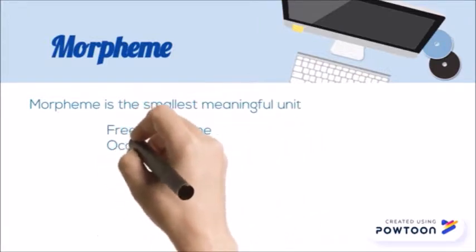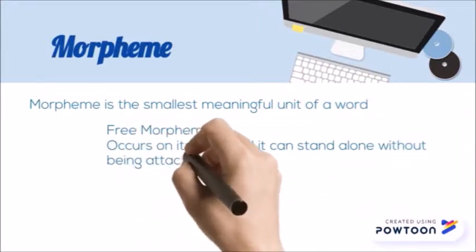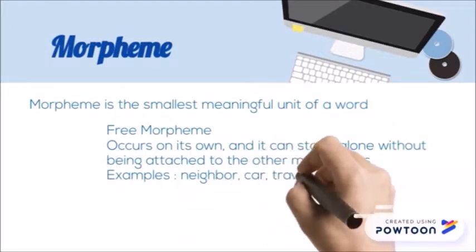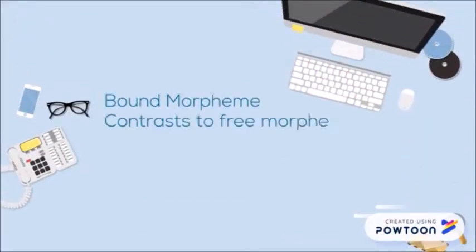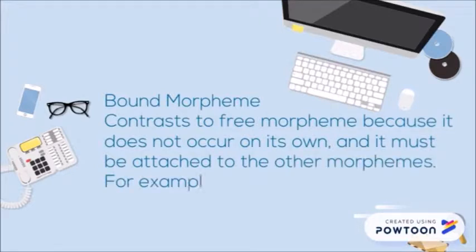A free morpheme occurs on its own, and it can stand alone without being attached to other morphemes. Examples: blackboard or gravel. A bound morpheme, in contrast to a free morpheme, does not occur on its own, and it must be attached to other morphemes. For example, let's add an.